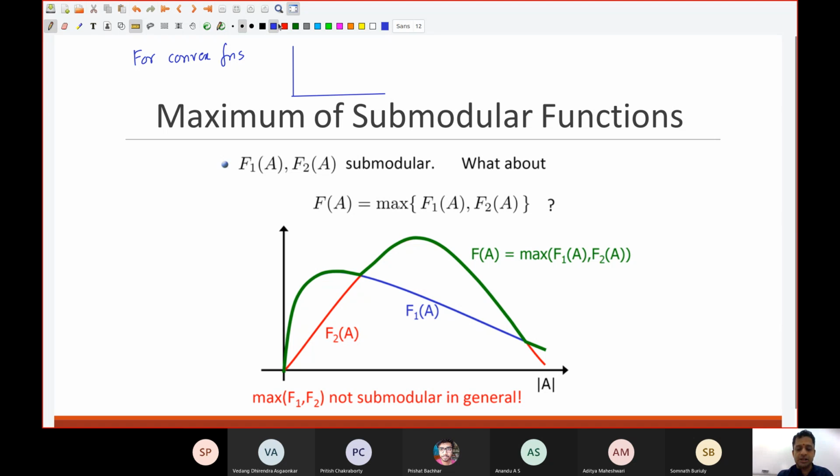What did you see? If I had this function, then what is a maximum? This, right? It's convex, we have seen that. But the maximum of submodular functions, which seem to be like concave functions, and here I've shown them as concave functions, doesn't seem to be submodular, right? In fact, the maximum of concave functions is not concave.